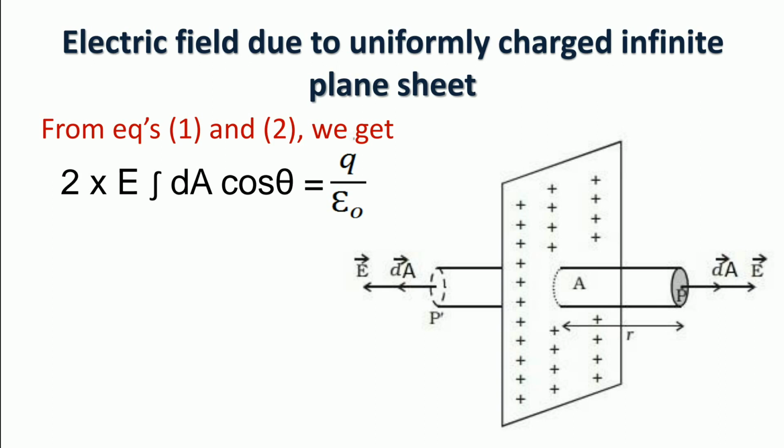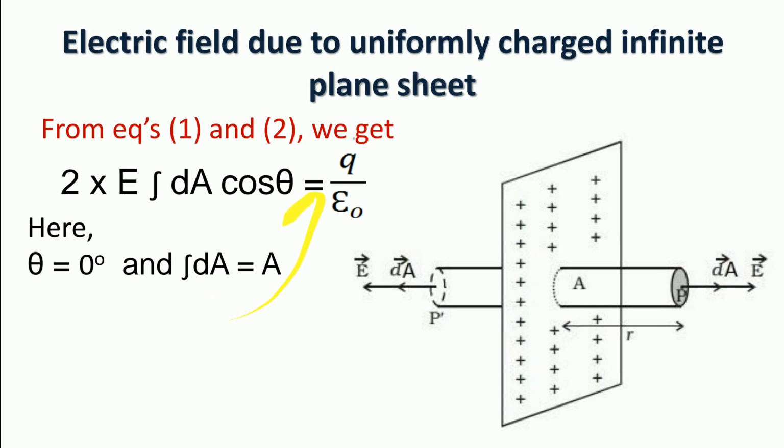Now we will apply the conditions here. Theta is equal to 0, as we have discussed in this case. And the integration dA, we have assumed this cross sectional area as A. So if we take the small portion dA and integrate that, we get the complete portion, which is A we have considered. So integration dA is equal to A. Now put these values in this equation, we get this.